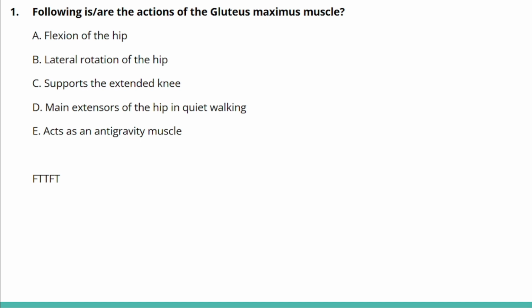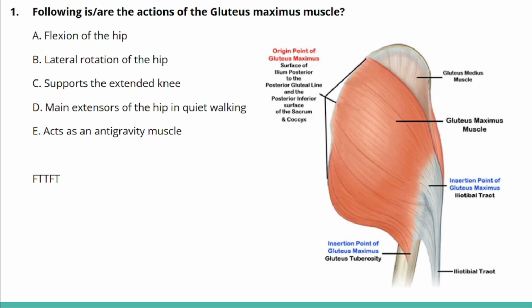If you can remember the actions, gluteus maximus muscle actually performs the combination of lateral rotation and extension at the hip joint. And also it supports the extension of the knee joint through the iliotibial tract, because one place this muscle inserts is the iliotibial tract. And it is also a major extensor at the hip joint when extreme hip movement is performed, such as in running, climbing stairs. In those instances, this muscle plays as an extensor of the hip joint.